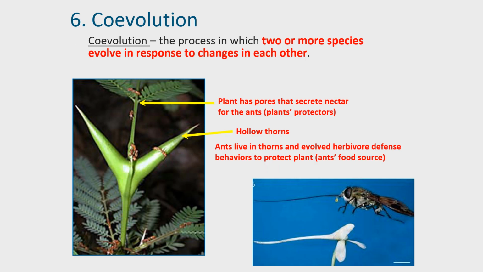Coevolution. So coevolution is the process in which two or more species evolve in response to changes in each other. So this is a very good example right here. The plant has pores that secrete nectar for the ants, and so the ants are feeding off of it. And then the ants live in the thorns and evolve herbivore defense behaviors to protect the plants. So again, the ant acts as its protector by living in these hollow thorns.